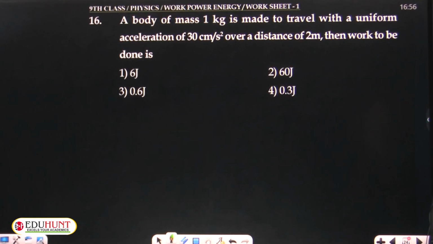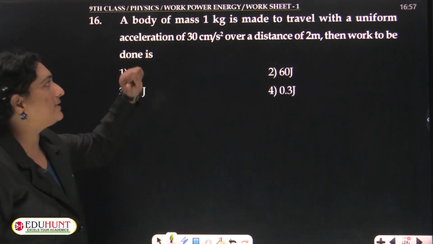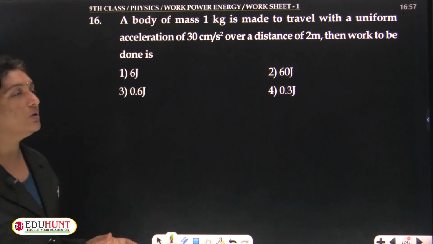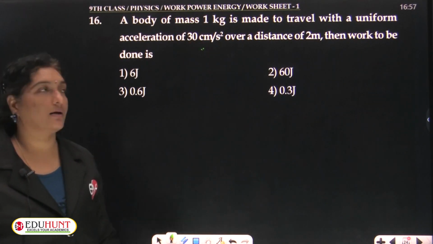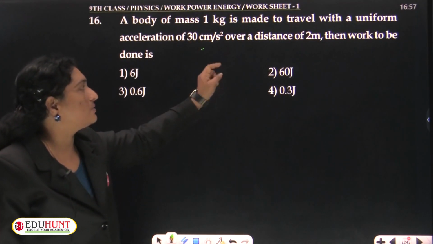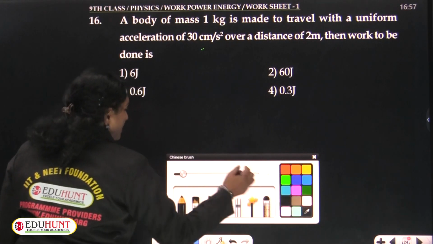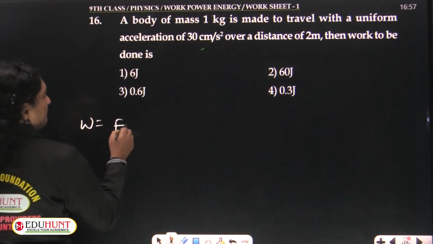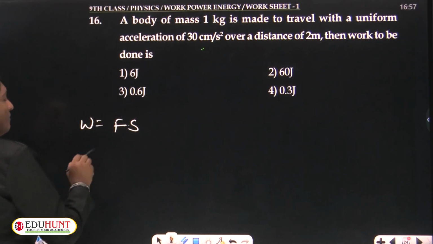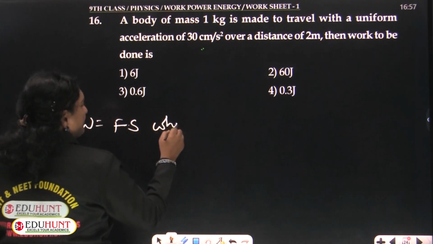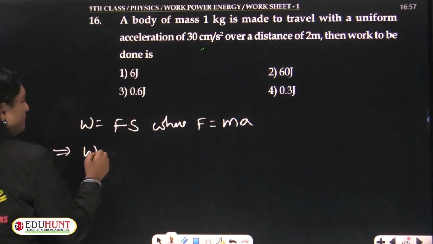16th one. A body of mass 1 kg is made to travel with uniform acceleration of 30 centimeter per second square, here is in SI, here is in CGS, over a distance of 2 meters. So work done must be equal to, formula for work done, W equals F dot S. But directly the force is not given, where the force F is equal to the product of mass into acceleration.